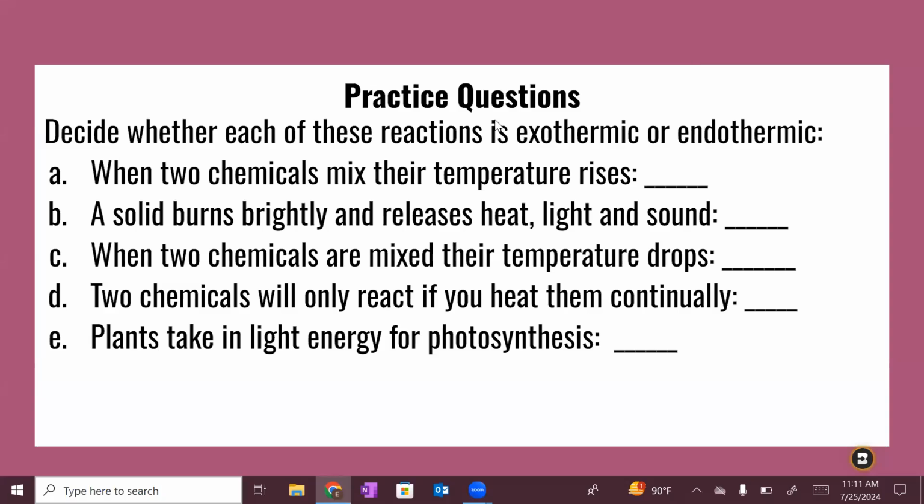Okay, I would like you to do these practice questions. Which one is exothermic? Which one is endothermic? Pause the video and do it.